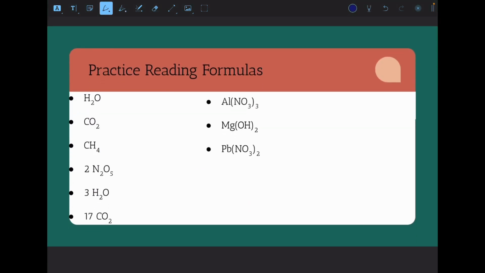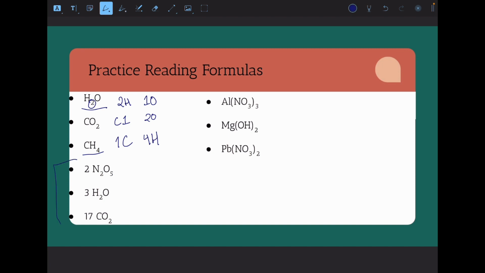So here's some practice reading some formulas. So right here, H2O, we have 2 hydrogens and 1 oxygen. Notice that this little baby 2 does not apply to the oxygen, it only applies to the hydrogen. Here we have 1 carbon and 2 oxygens. Here we have 1 carbon and 4 hydrogens. So those are the 3 simple ones.